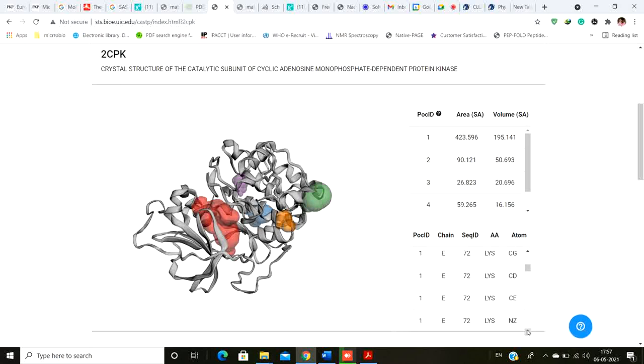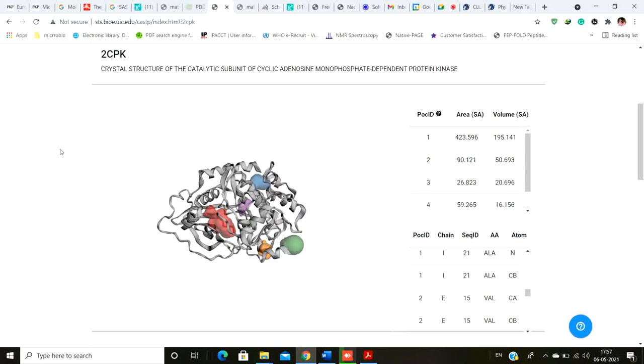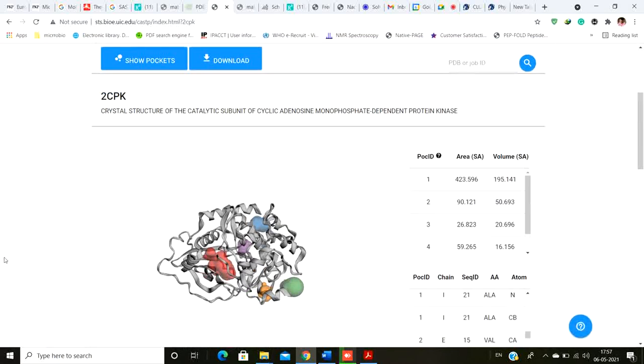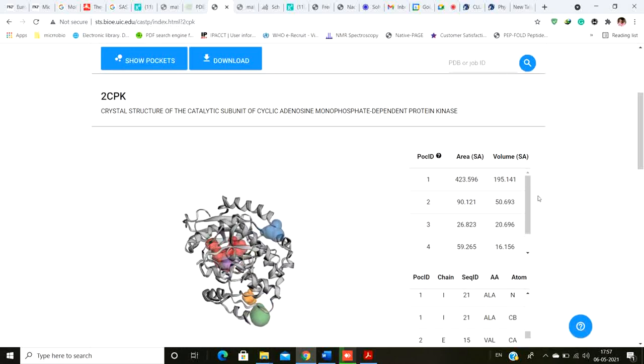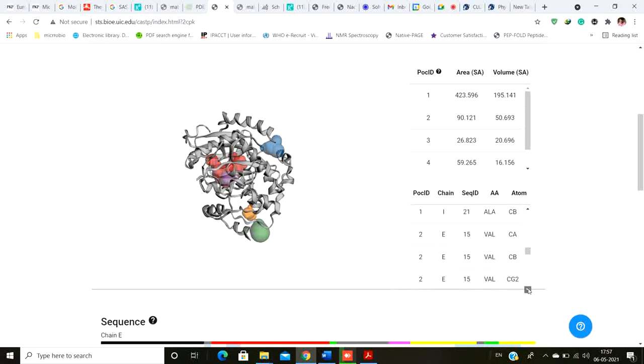Level 1 mentions only the first pocket, and whenever you see a 2, that belongs to the second pocket. I don't remember the color of the second pocket. The second pocket was blue. This pocket has a volume of 50 cubic angstroms, and is composed of the 15th valine, the 18th phenylalanine, the 100th phenylalanine, the 152nd leucine, the 155th glutamate, like this. You get the idea, right?